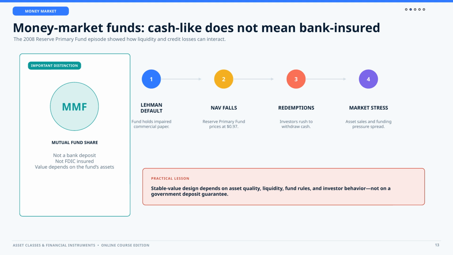The episode demonstrates that a product can feel cash-like in normal conditions while still depending on the credit quality and liquidity of its assets. Stability is a design goal, not an unconditional guarantee.